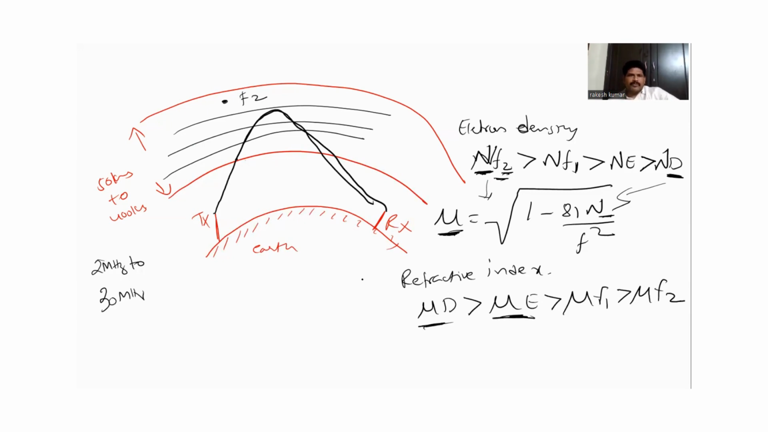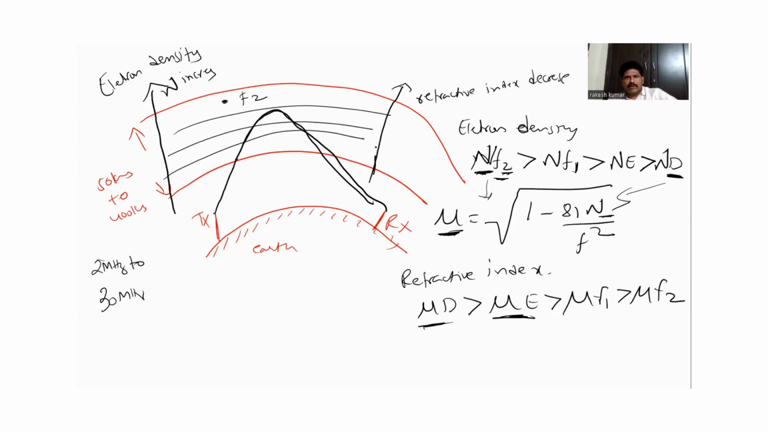As I go from bottom layer to upper layer, the electron density N, the number of electrons per cubic meter, increases. At the same time, the refractive index decreases as I move from D layer to F2 layer. The refractive index decreases, whereas the electron density increases. These things you want to remember. Very important thing.